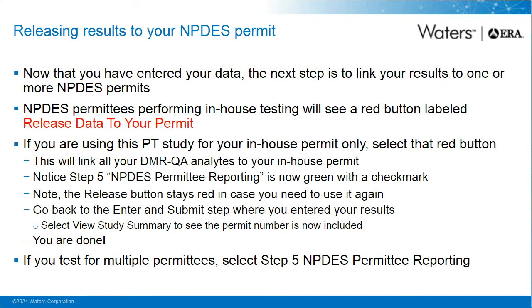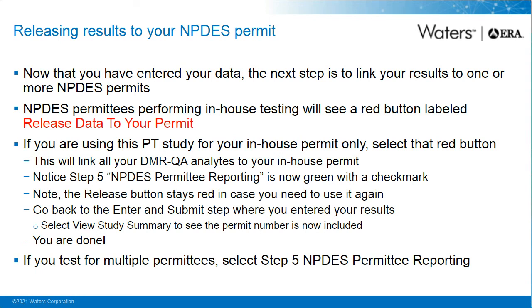This will link all your DMR-QA analytes to your permit. Notice step 5, the NPDES Permittee reporting step, is now green with a check mark, so you don't even have to go to that step. One note, that red button stays there in case you need to use it again. Now, select View Study Summary again to see your permit number and the release tests this time.